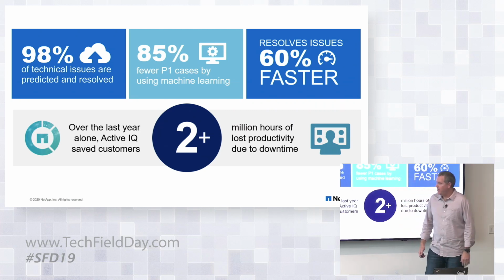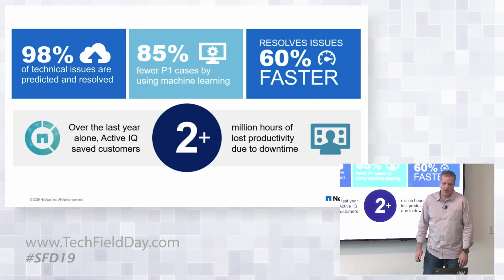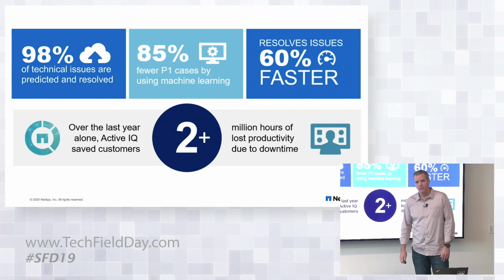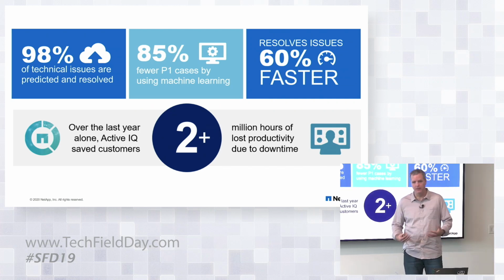We also know that there are 85% fewer severity 1 or priority 1 cases when following the guidance of ActiveIQ. So customers that are making the upgrades we recommend experience 85% fewer problems. And then if you do have to call into support, we're resolving issues 60% faster, thanks to the data that's being sent in to ActiveIQ.